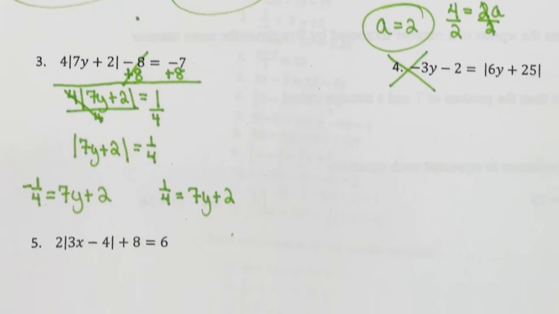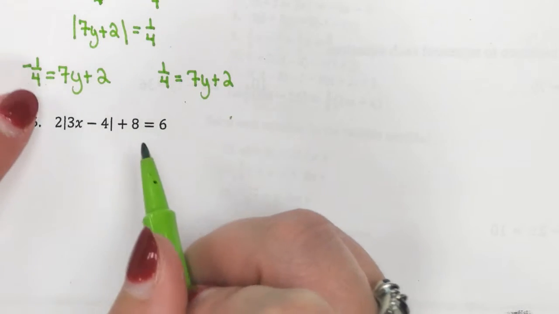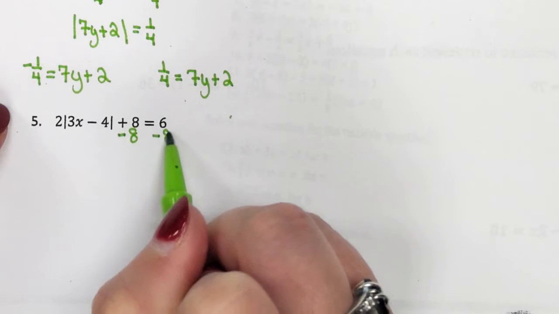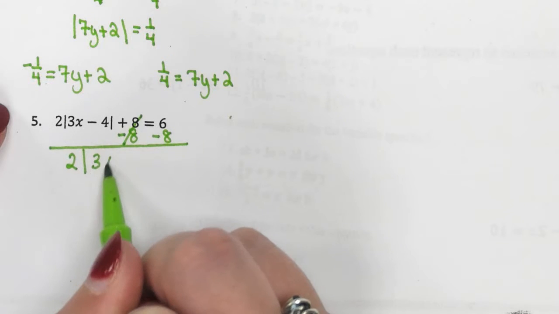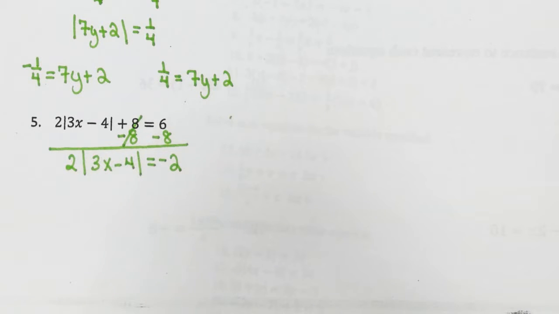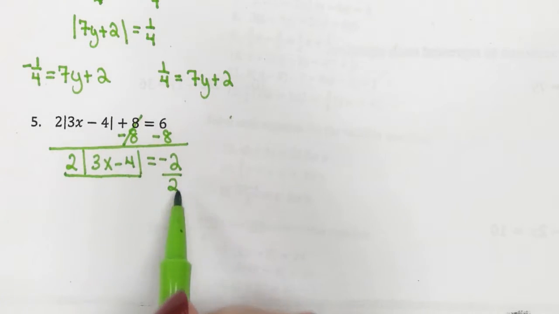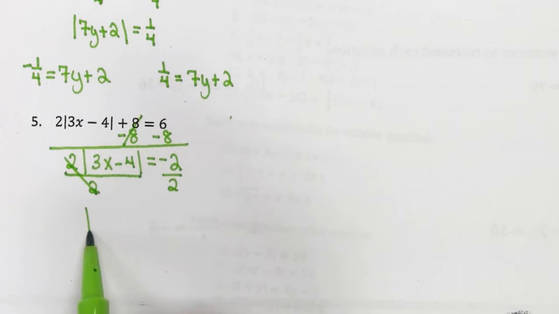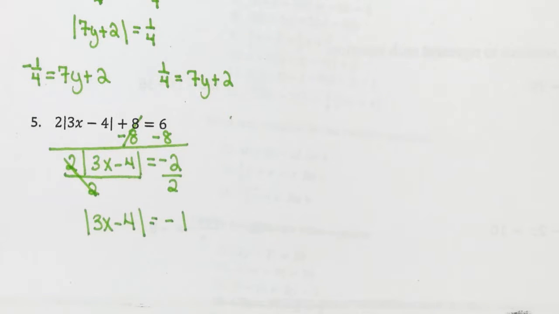All right, last one, number 5. Here we go. Last one. You got to get the absolute values by itself. Subtract 8. One more step. Now what? Divide by 2. Yeah. And we're going to stop.